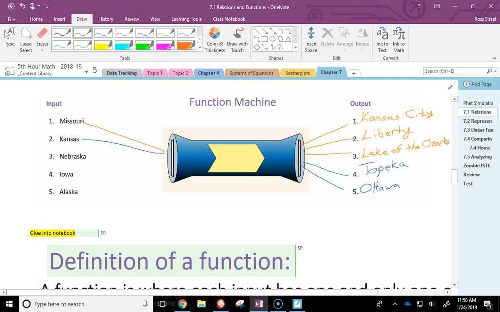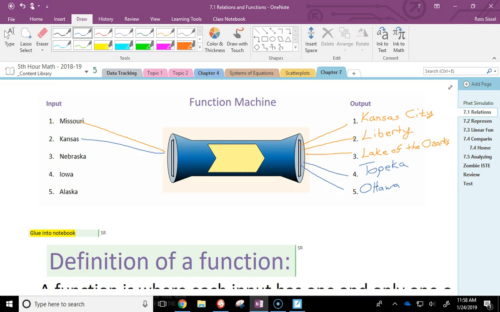We would list places that are in Kansas. We do the same thing in Nebraska and Iowa and Alaska. When we do this, do we have only one output for each input? Yep. Wait, no. No, we can have multiple ones.